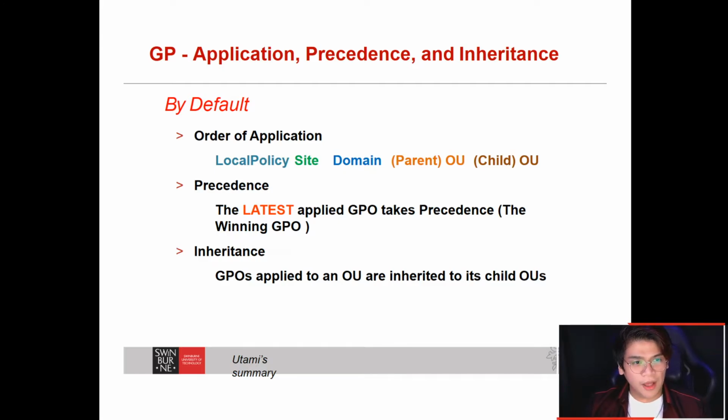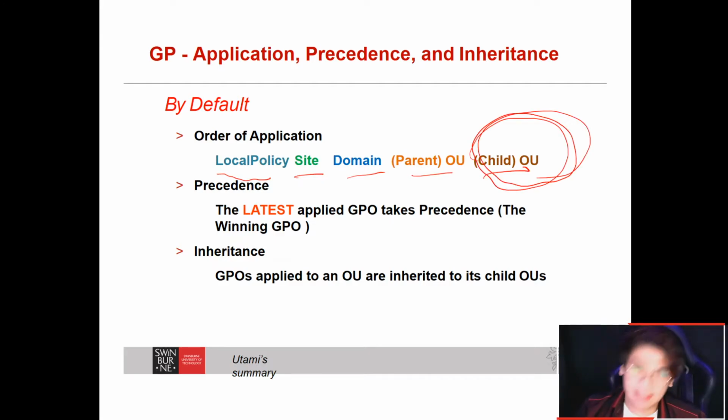Now we are learning about group policy application, precedence, and inheritance. By default, the order of application is the local policy, then the site, then the domain, then the parent OU, then the child OU. Basically, you can think of it this way: the more specific the OU is, the stronger it is. So over here, the child OU is the strongest among them.